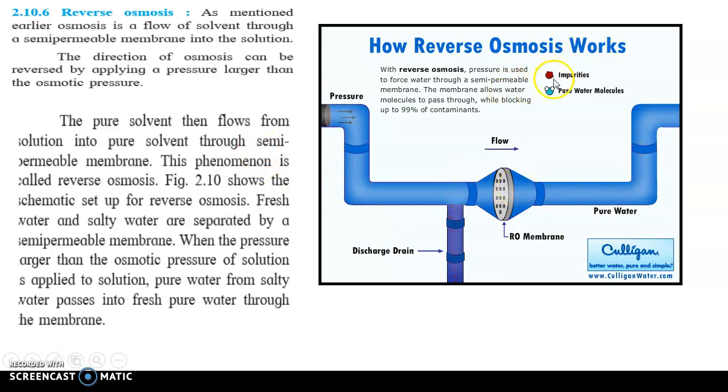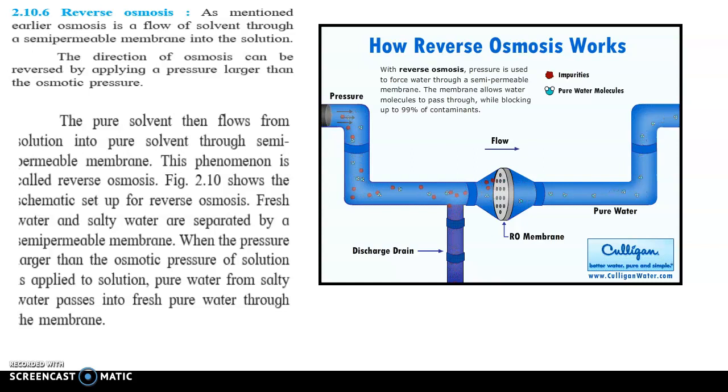Here the red are the impurities and only pure water molecules can pass through that pipe. This is the arrow, this is the discharge drain, and only pure water molecules can flow in the case of reverse osmosis. What is meant by reverse osmosis? The direction of osmosis can be reversed by applying a pressure larger than the osmotic pressure. Then it is called reverse osmosis.